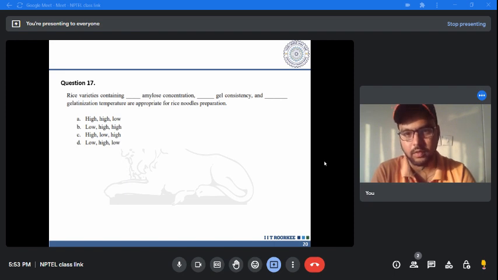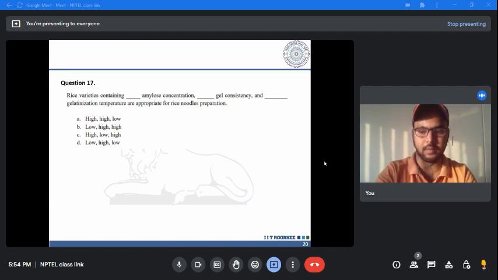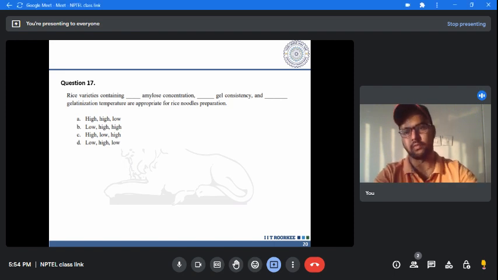Rice varieties containing high amylose concentration, high gel consistency, and low gelatinization temperature. You need to tell which will be the correct answer for this question. I'm waiting in the comment box. Please let me know the answer if you know, then I will tell you the answer for this question.